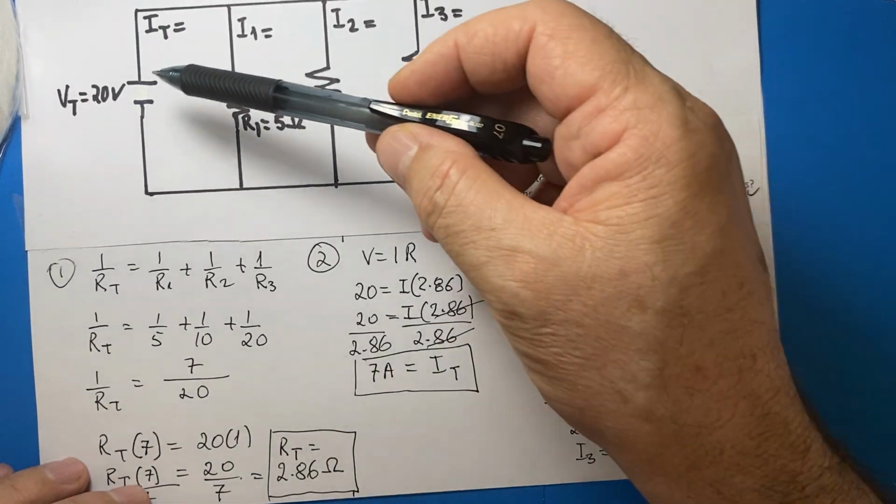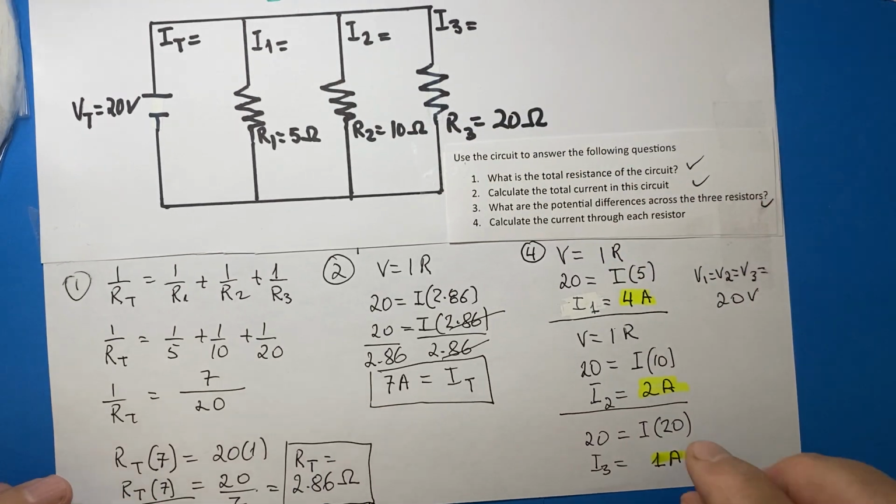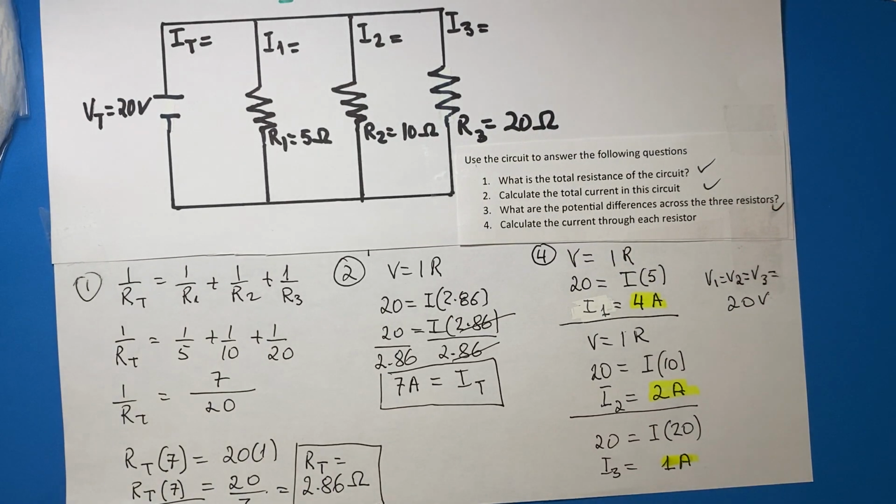Voltage, as I mentioned, is 20, 20, 20. So this is one example of how to solve parallel circuits.